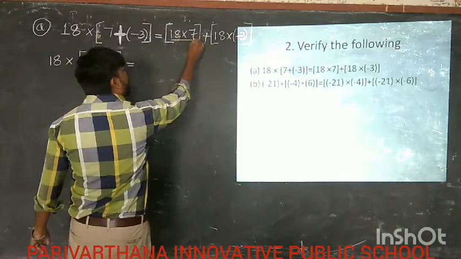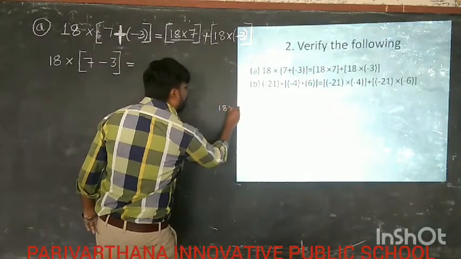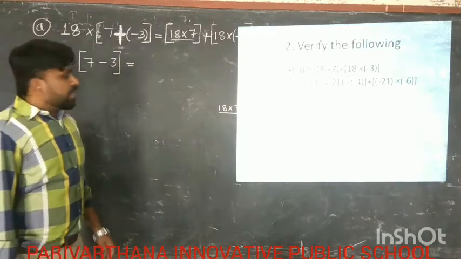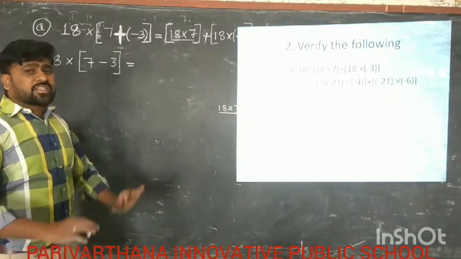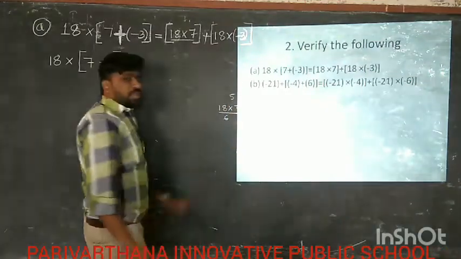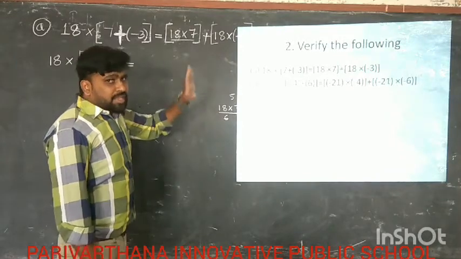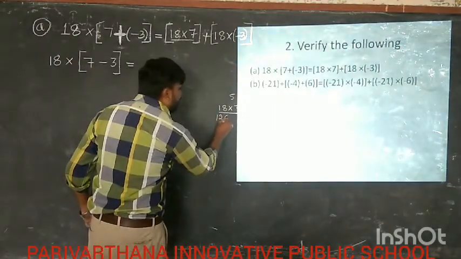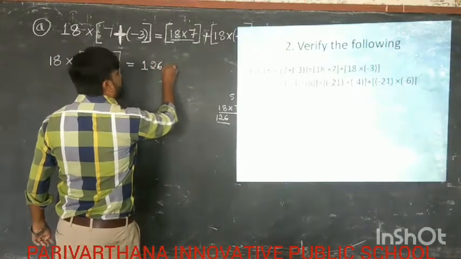18 into 7. Multiply it. Just you can multiply 18 into 7. 8 sevens are 56. 6, this one is 5 carry. 7 ones are 7, 7 plus 5 is 12. Therefore, 18 sevens are 126. Plus.